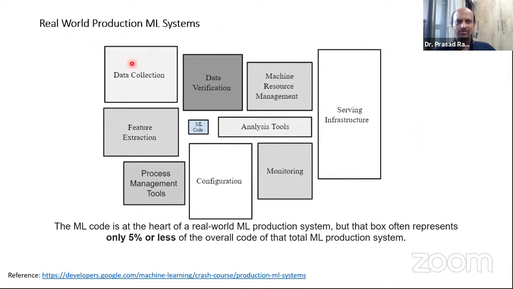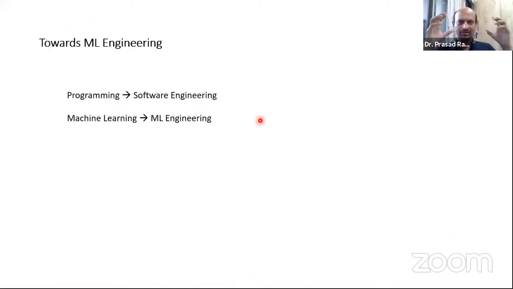So given this kind of a picture, most of our college education enables us to learn a large amount of knowledge about a small piece of the real world system. So what are some things that we have to do in the context of ML engineering? That is what I want us to start appreciating. So ML engineering, like I said, is a superset of machine learning.